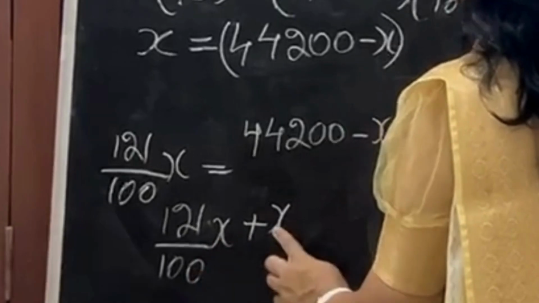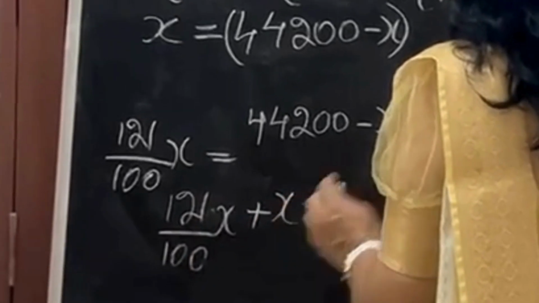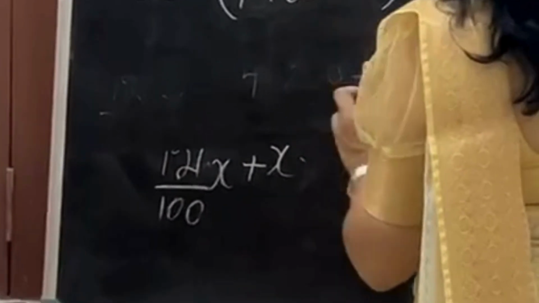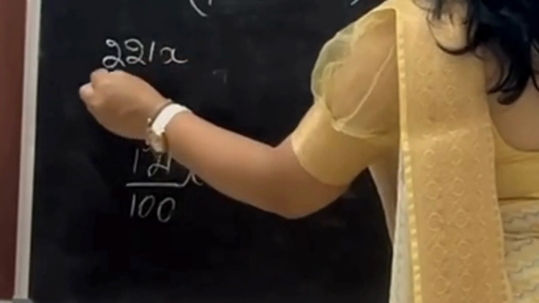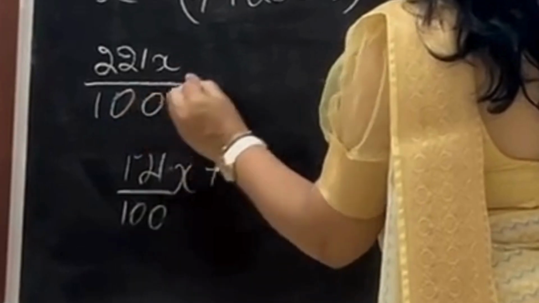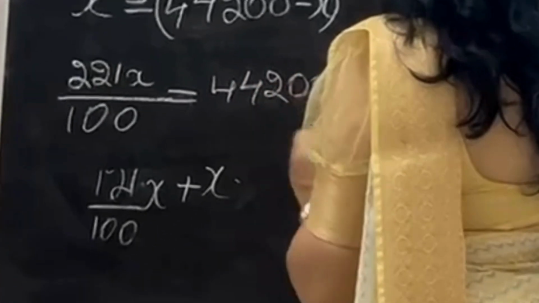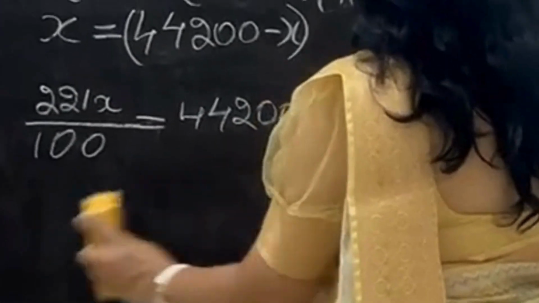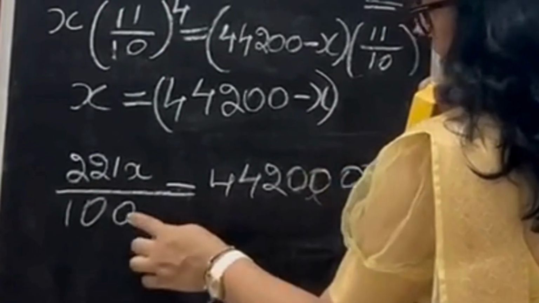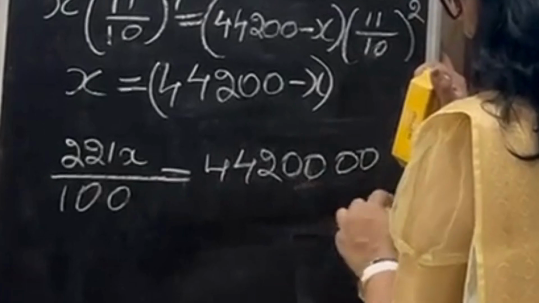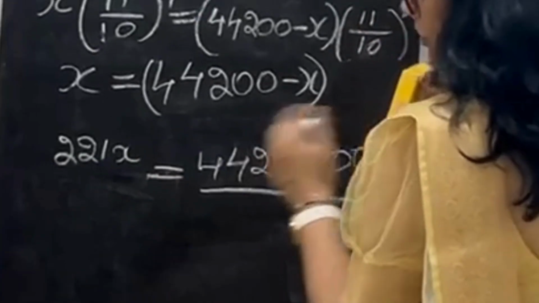So how should I do it? LCM. When I do LCM, this will become 100x. So it will be 221x. So what will this be? It will be 221x by 100 equals 44,200. Okay, then again I'll take the 100 to the other side, so it will become multiplication, because this is division, it will become multiplication. Okay, and what will be left here? 221 will be left.